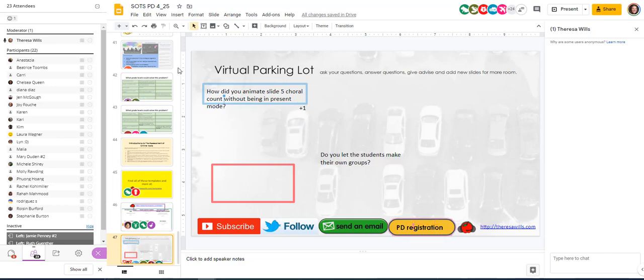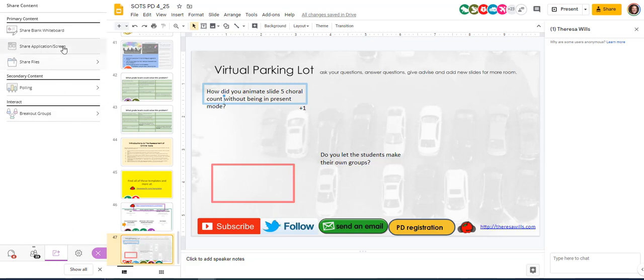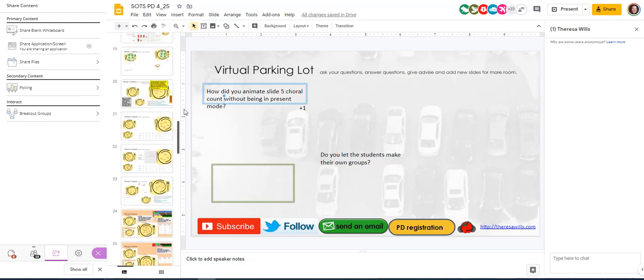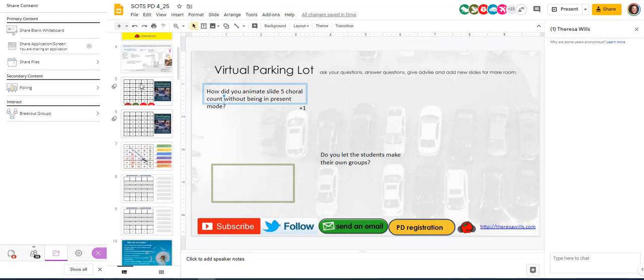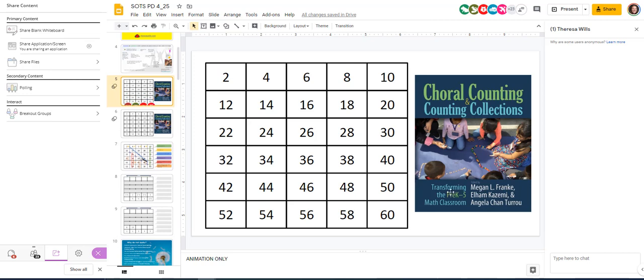How did you animate slide 5 with Coral Count without being in present mode? I would love to show this, and I'm going to share my screen for it. Alrighty, I am up at the top. I made an extra one just for representing this. I'm on slide 5. And what I do a few minutes before we start is a little bit of a hack. It's not what Google Slides was meant to do, but I found a way of using what they've got and making it work for me.